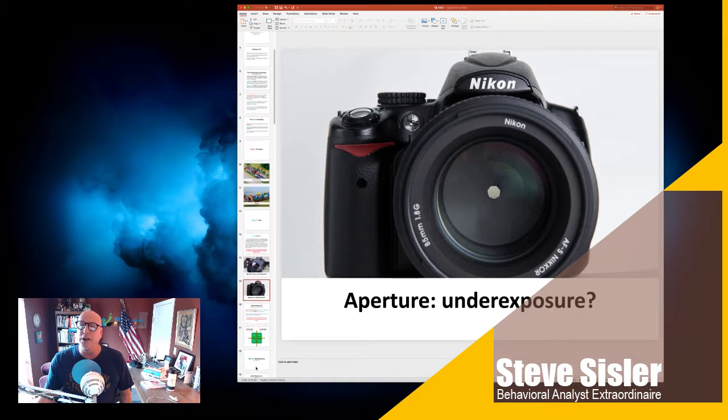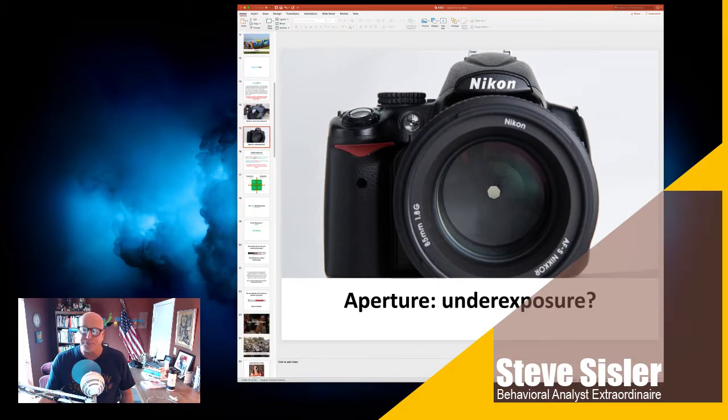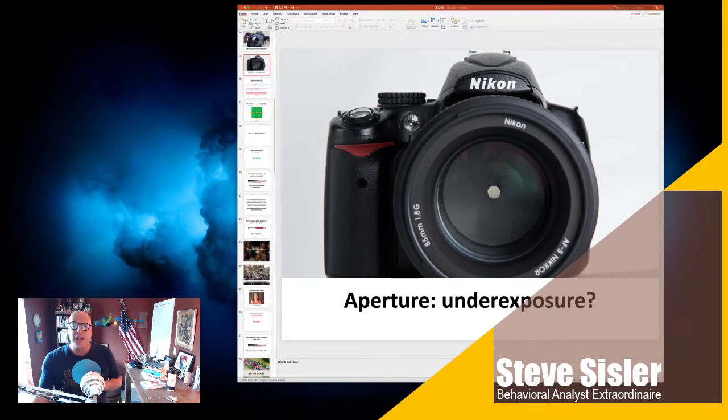Or is it very, very small? Is your aperture underexposing everything? And that's how we do it. Either things that we're looking at are overexposed or they're underexposed. There's a high degree of attention or there's a low degree of attention. Okay? And that's what's important to know.